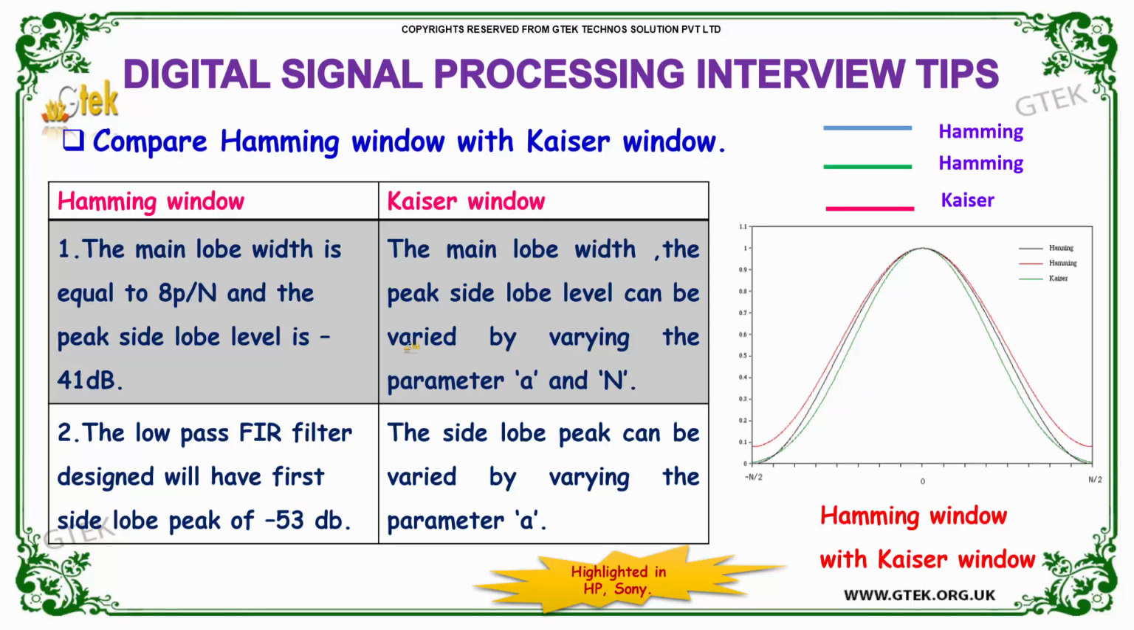We have the comparative question over here. Compare the Hamming window with Kaiser window. In terms of Hamming window, the main lobe width is equal to 8 pi by N and the peak side lobe level is minus 41 dB. dB over here is decibel. The main lobe width and the peak side lobe level can be varied by varying the parameters A and N. The low pass FIR filter designed will have first side lobe peak of minus 53 dB. In terms of Kaiser window, the side lobe peak can be varied by varying the parameter A.